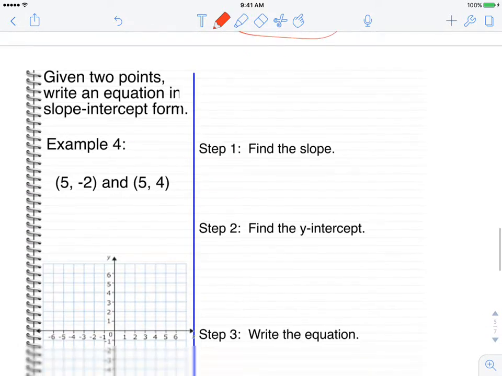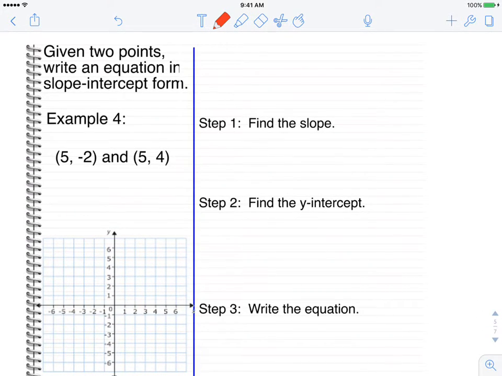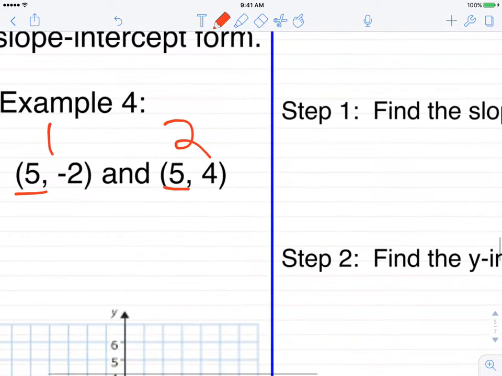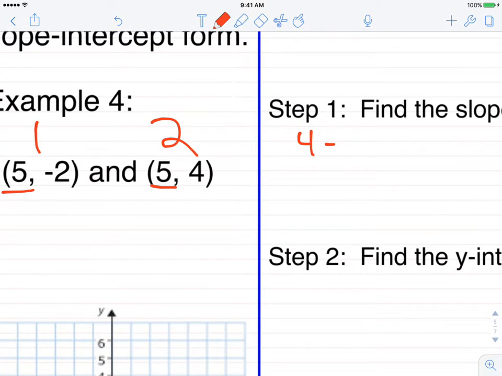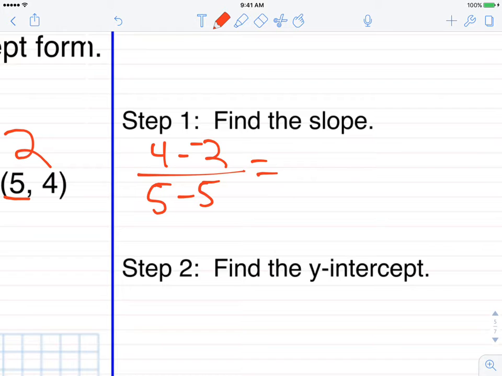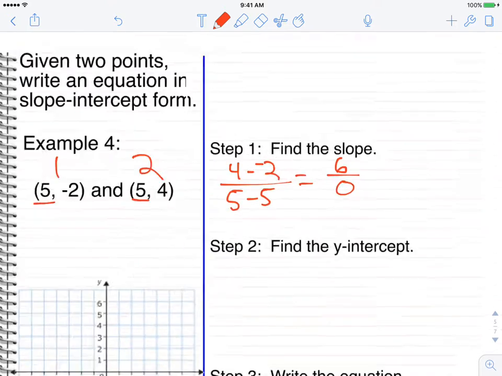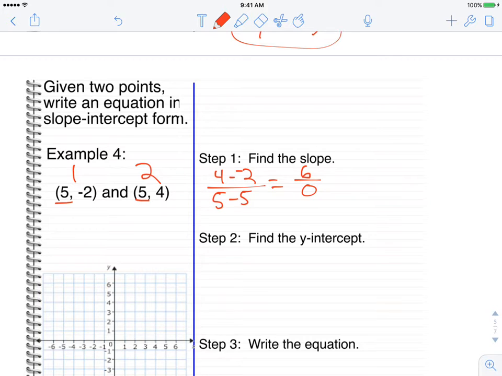Let's take a look at the last special case. So we once again can tell this is a special case because in my x position I have the value of 5 for both. So if I take a look at this in slope formula, I should have 4 minus a negative 2, and I'm going to take away 5 minus 5. So 4 minus a negative 2 would be 6. 5 take away 5 would be 0. So if I look at this, and I've shown this on the calculator in the past, if you divide by 0, your calculator will end up saying error or not a number. On your calculators, I believe it says divide by 0 error.